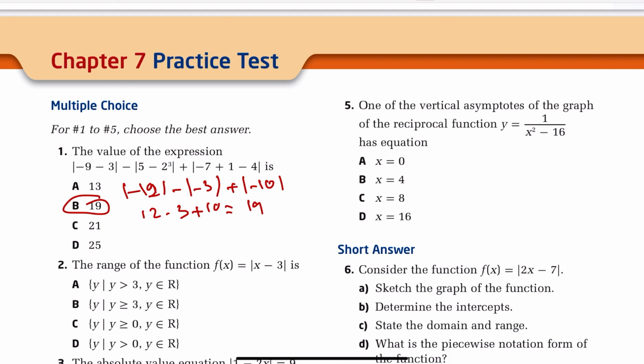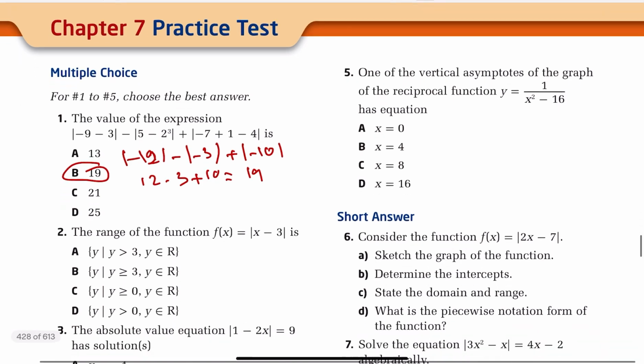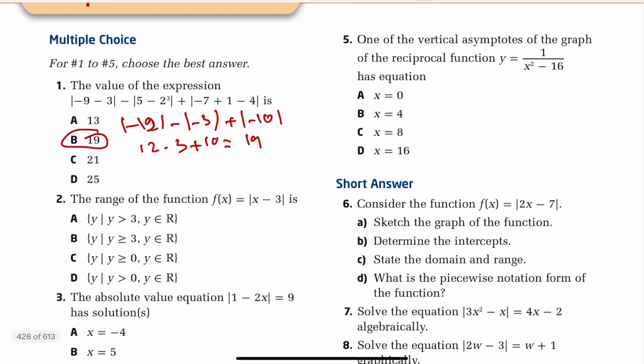So the next question is asking to find the range of this function, and we can see this is an absolute value function. For an absolute value function, the range is always y is greater than or equal to 0, and the only one that actually has y greater than or equal to 0 is number C.